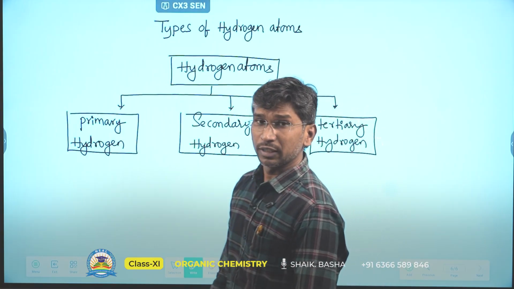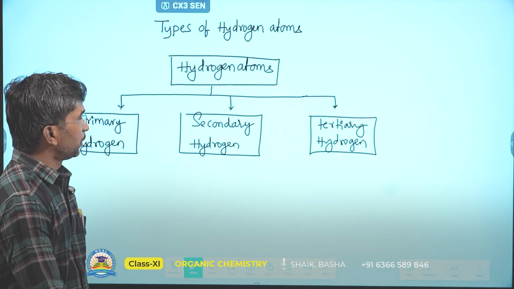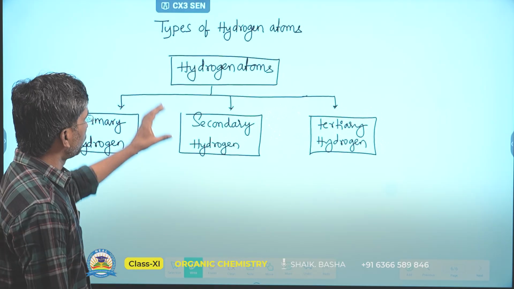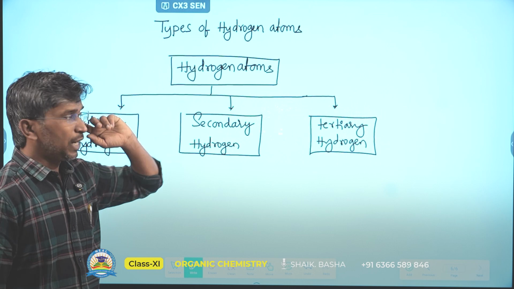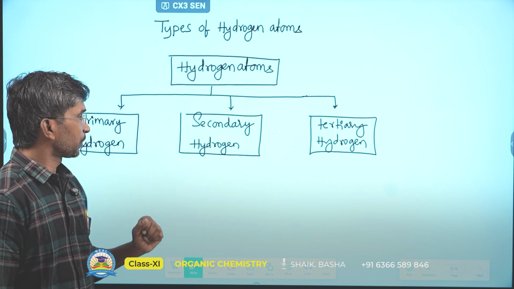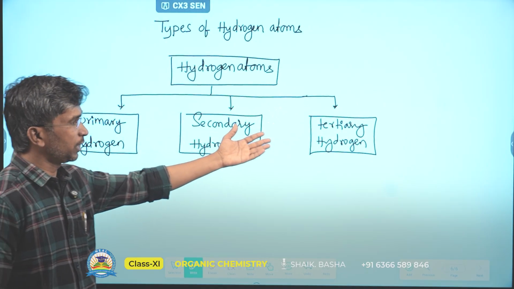When I discussed the types of carbon atoms, four types of carbon atoms are possible: primary carbon, secondary carbon, tertiary carbon, and quaternary carbon. But what about types of hydrogens? Only three types of hydrogen atoms are possible based on the connectivity. What are those? Primary hydrogen, secondary hydrogen, and tertiary hydrogen.